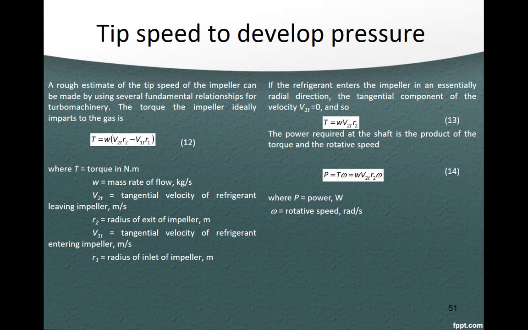Okay? If the refrigerant enters the impeller in an essentially radial direction, the tangential component of the velocity V sub 1T is equal to 0. So T is equal to W V sub 2T R sub 2. Now, the power required at the shaft is the product of the torque and the rotative speed. P is equal to T times omega, angular speed, or W times V sub 2T R sub 2 times omega. Power in watts or kilowatts. And omega is the rotative speed.